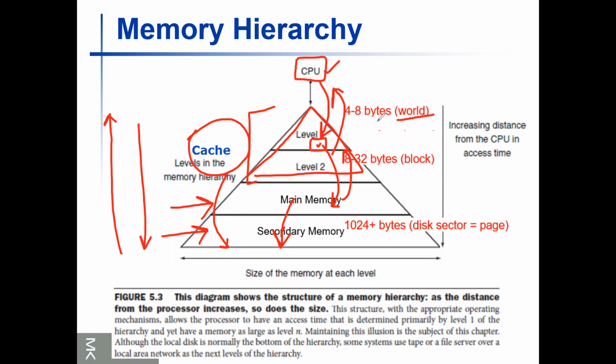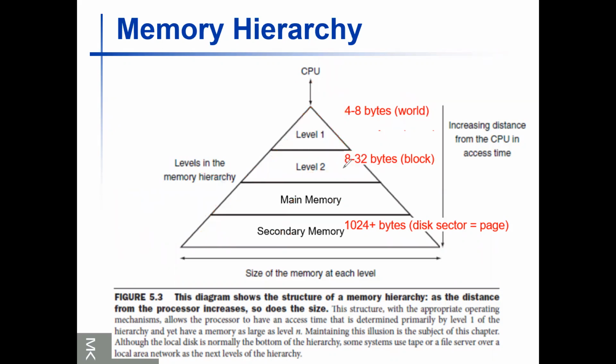What we are storing here in the cache, because the size is very small, is usually 4 to 8 bytes or words. This is the level 2 cache. For simplicity, better to think of it as three categories: cache memory, main memory, and secondary memory. Cache has 2 levels, level 1 and level 2. In level 2 we can store more information, 8 to 32 bytes, and that is called a block. 4 to 8 bytes we call a word.